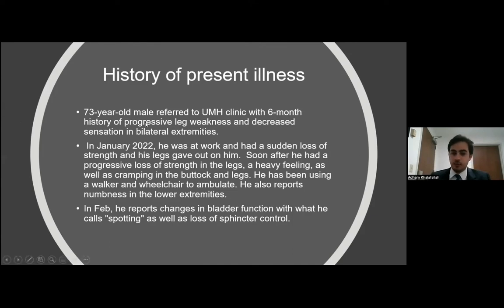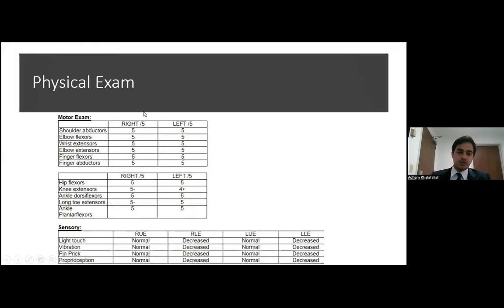as well as loss of his sphincter control. On examination, the patient had a mild weakness on motor exam in terms of his extensors in the right lower extremity and left lower extremity. He has decreased sensation in the bilateral lower extremities in terms of light touch, vibration, pinprick, and proprioception.